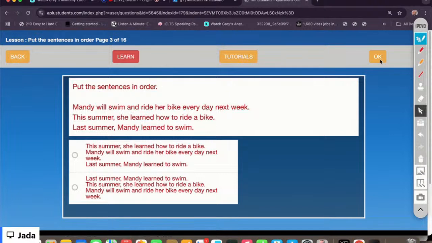So we have Mandy will swim and ride her bike every day next week. This summer she learned how to ride a bike. Last summer Mandy learned to swim. So what would be the right order for this one?